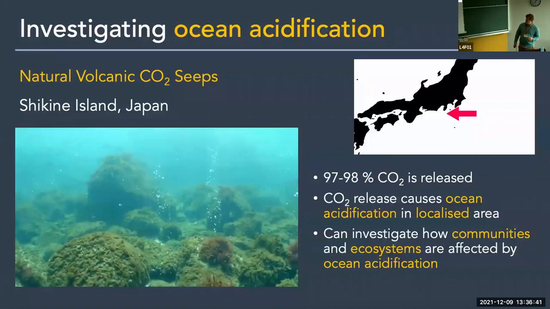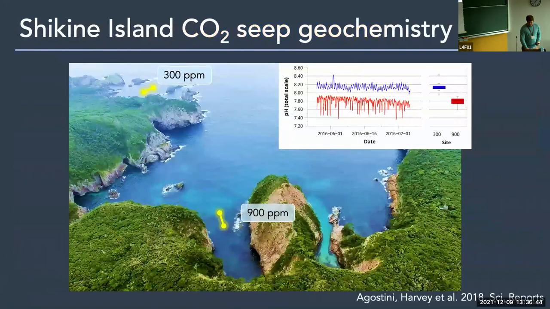So predominantly, we're using these two areas. So we have this area around here. This is actually just outside of where the bubbles are, but we have good conditions of what we expect the end of the century to be like. So around 900 to 1,000 parts per million.